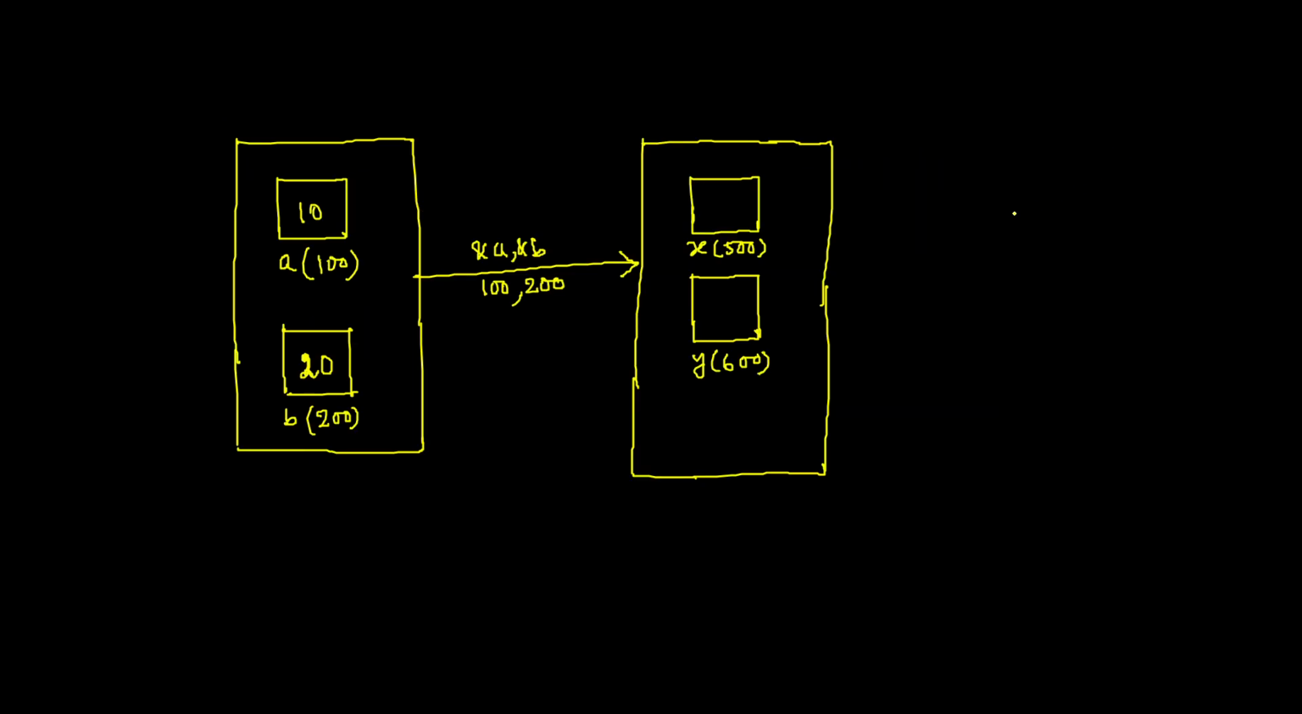That means 100 will get stored within this x and 200 will get stored within this y. Now since x is a pointer variable and x contains address 100, from a previous concept we can say that this x can control this a and y can control this b.